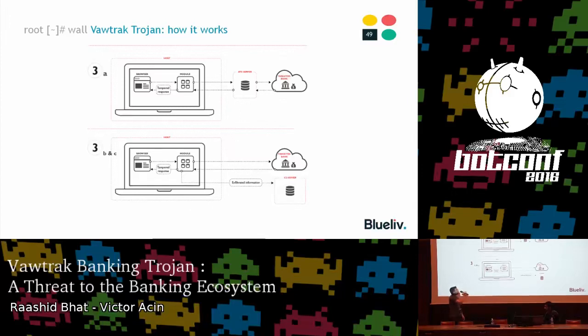So for the first mode, the ATS will perform a man-in-the-middle attack, and for the second mode, the web inject module will have the capabilities to modify the responses or to intercept or to steal the information that the Vawtrak group wants to steal from that target.